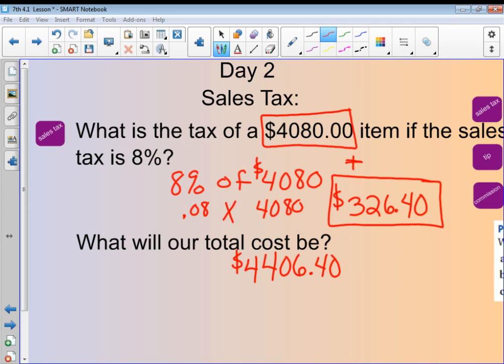Okay, so that's working with sales tax. The key thing on this is to pay attention to what they're actually asking you to solve. Sometimes they'll just want to know what the tax is, and sometimes they will want you to find the total cost. There is another method for finding the total cost, but for right now, because of the way that we've learned, and we haven't learned another process yet that we'll maybe do later on in the chapter, this is the method that we're going to use, okay?